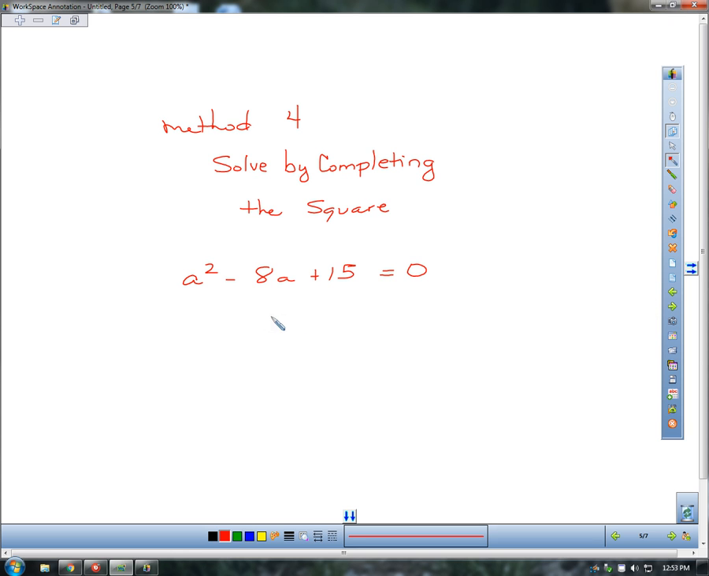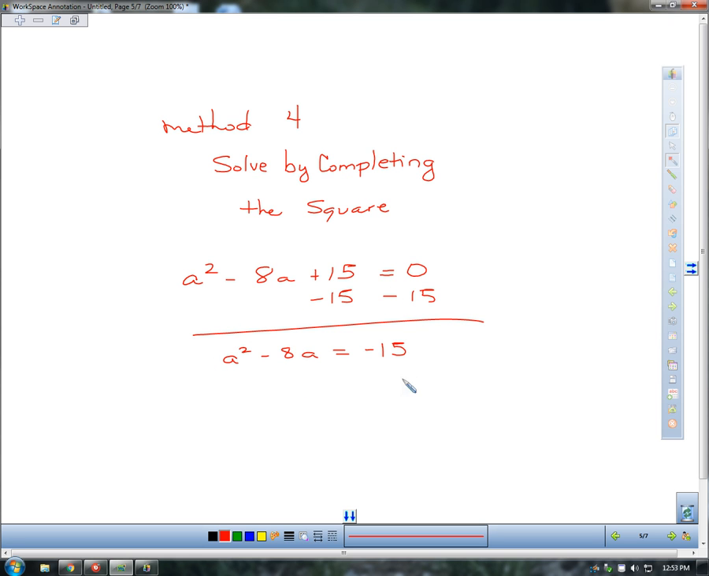Last but certainly not least, method 4, solve by completing the square. Factoring and completing the square are my two favorite because they are a lot quicker and a lot cleaner. So, the two requirements for me to be able to use completing the square is first, the c term, or the number by itself, has to be on the other side, all by itself. So I'm going to go ahead and do that. So now I have a squared minus 8a equals -15. The second criteria for using this is a has to have a coefficient of 1, which it does. So we're ready to go.